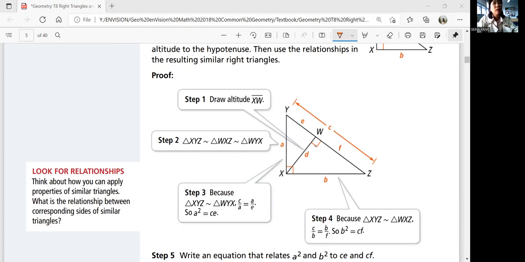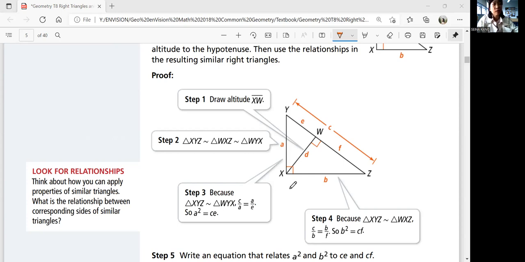So step four, because triangle XYZ is similar to WXZ, then we can say c over b is proportional to b over f, and b is gonna be the geometric mean. And so b squared is equal to cf. Okay, so that was from the last topic, right?